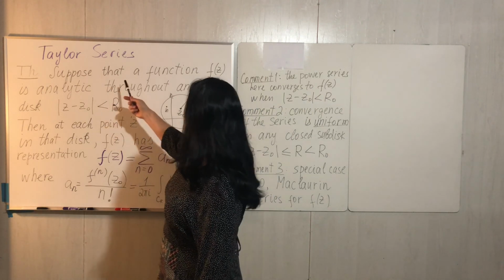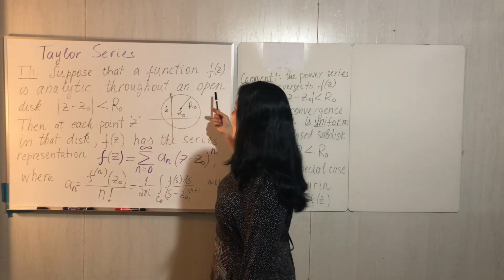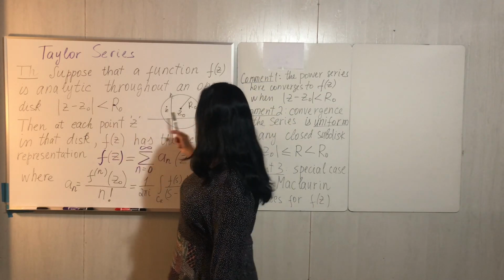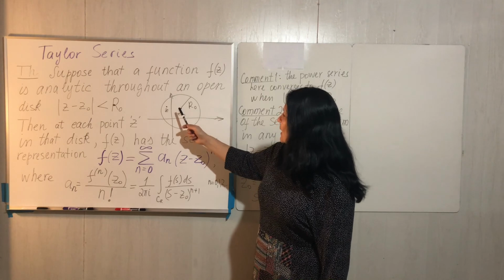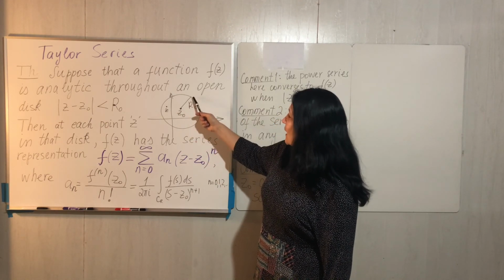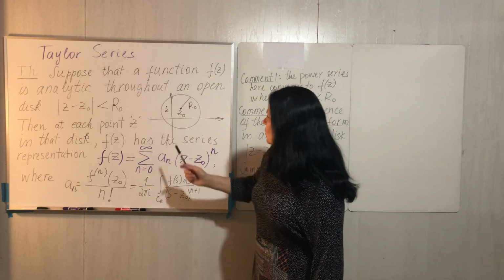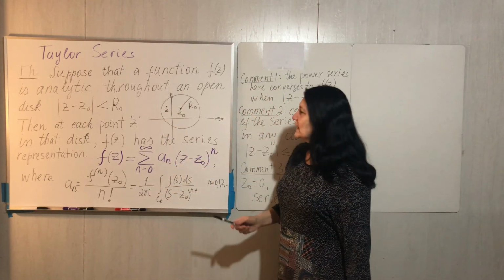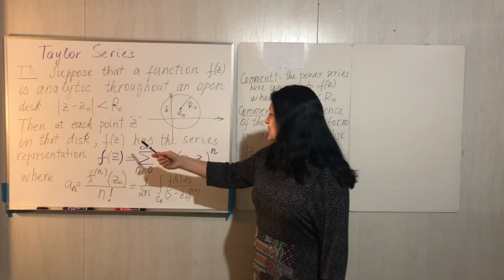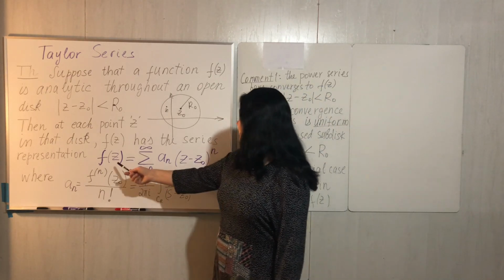So suppose that a function f of z is analytic throughout an open disk. So here's the disk. The disk is centered at point z sub 0 and the radius of the disk is r sub 0. So let's look at this disk and look at the point z inside this disk. Then at each point z in that disk, f of z has the series representation.